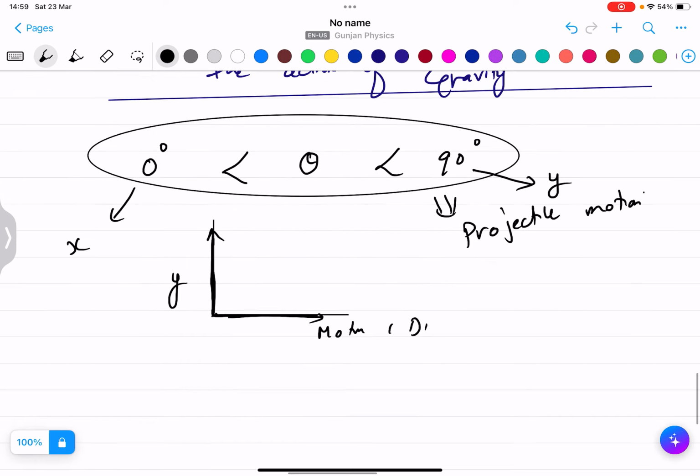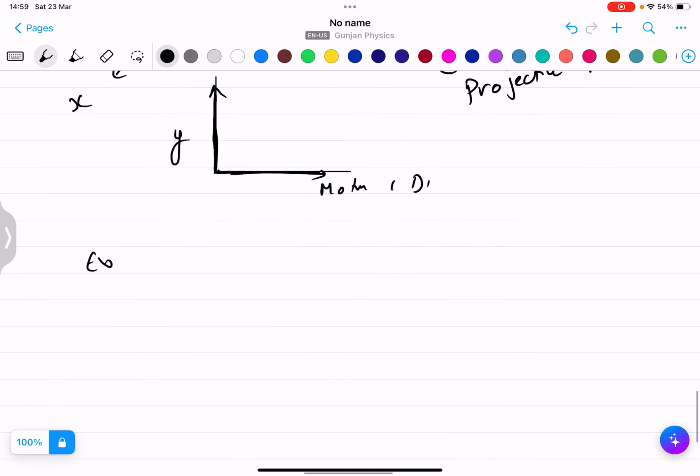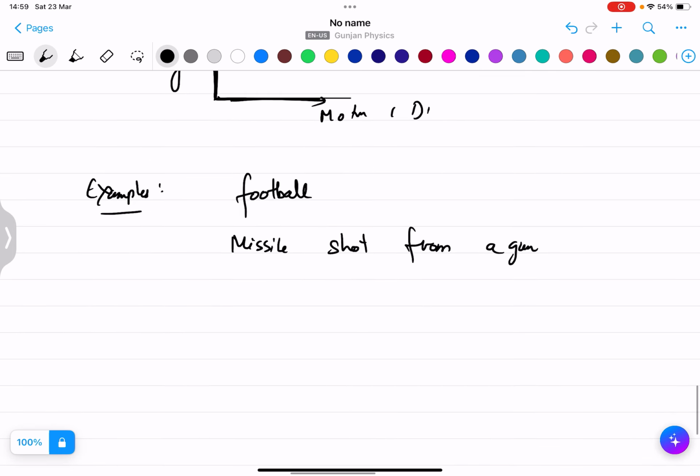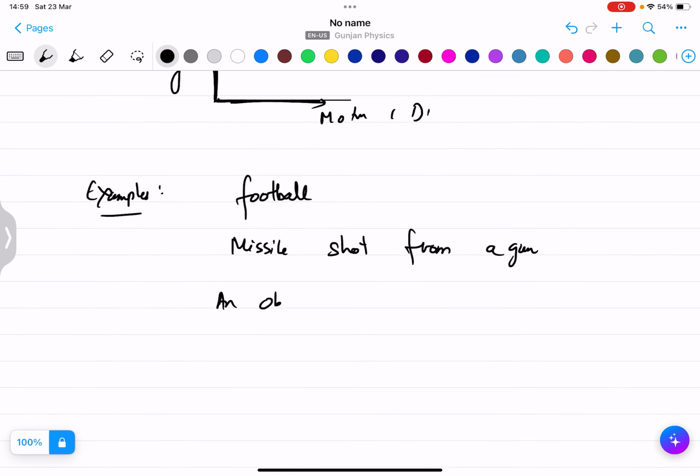Okay. Some examples of projectile motion. Examples are like a football kicked by a player. Second example, a missile shot from a gun. These are some of the examples of projectile motion, or we can say an object thrown from a certain height.